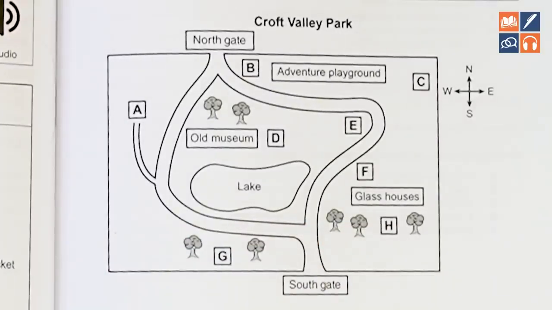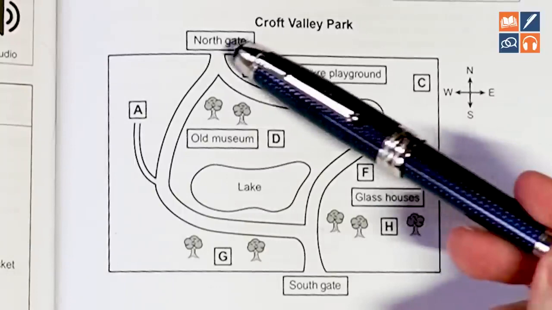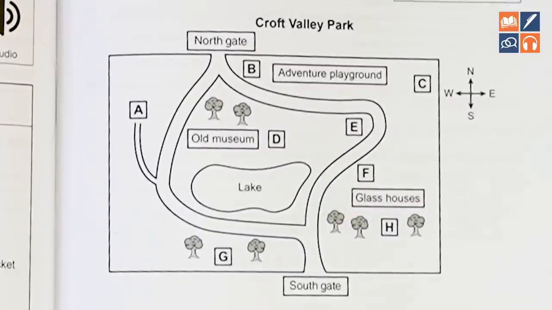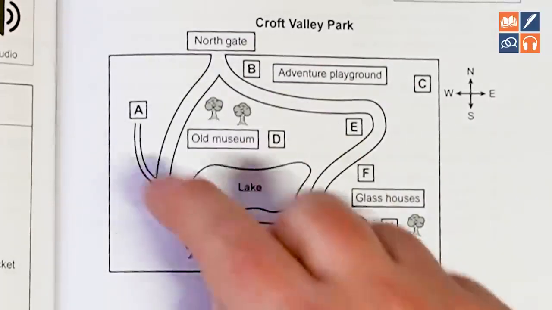And this might sound like it will take a lot of time and you won't have time to do it, but the more you do it, the quicker it will become until it becomes natural. So imagine you're standing at the north gate. What direction would you go if you were going to go to A?